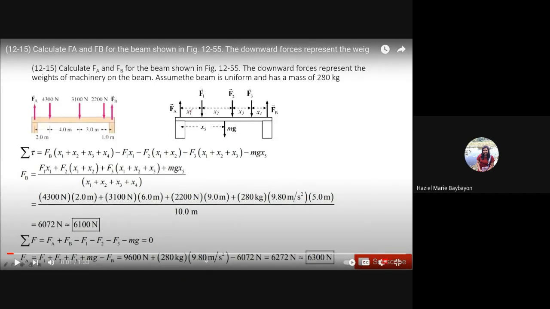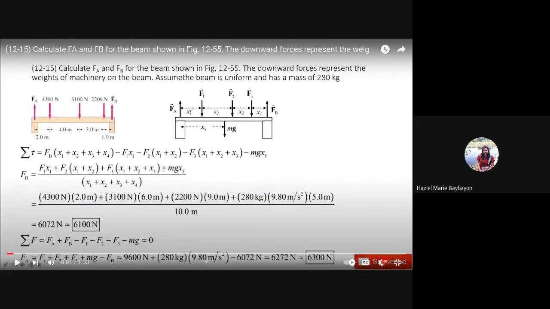Alright, so substituting. So gi-substitute lang, substituting all that is given, so we can get f sub b. Okay, so f sub b is equal to this one, f1 x1 plus f2 x1 plus x2 plus f3 x1 plus x sub 2 plus x sub 3 plus mg x sub 5 divided by x1 plus x2.